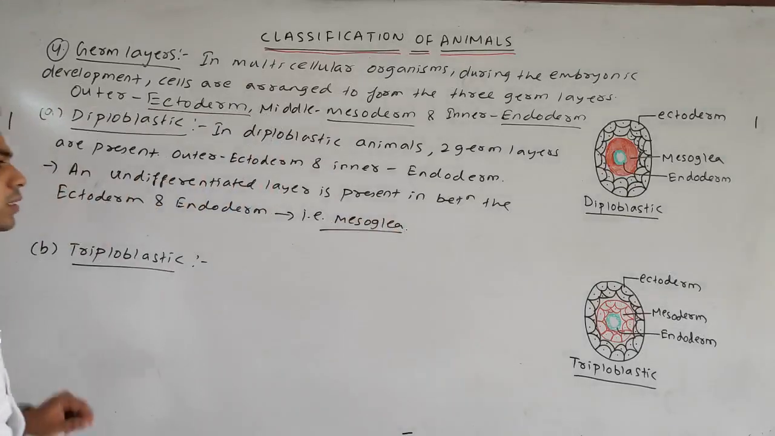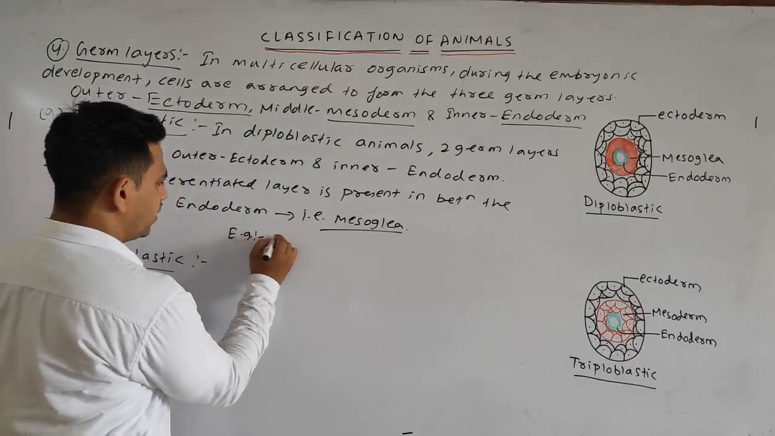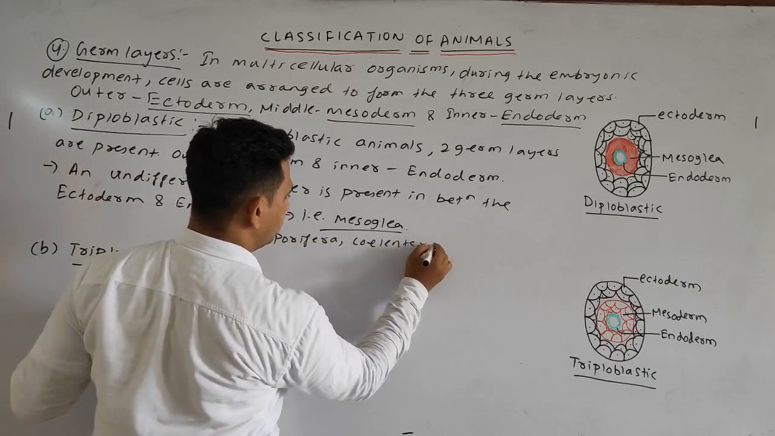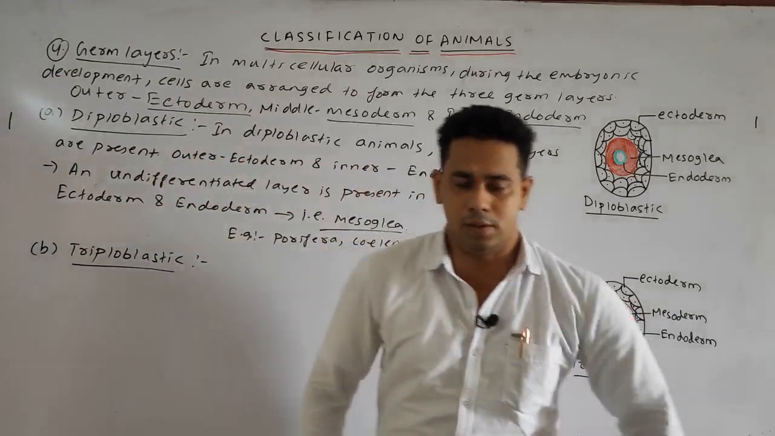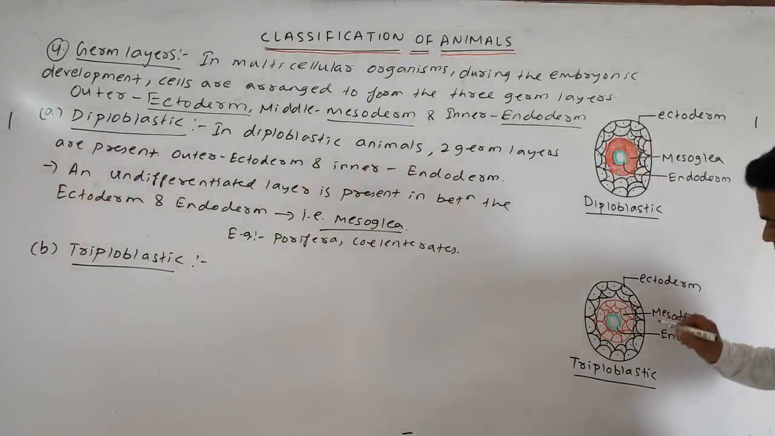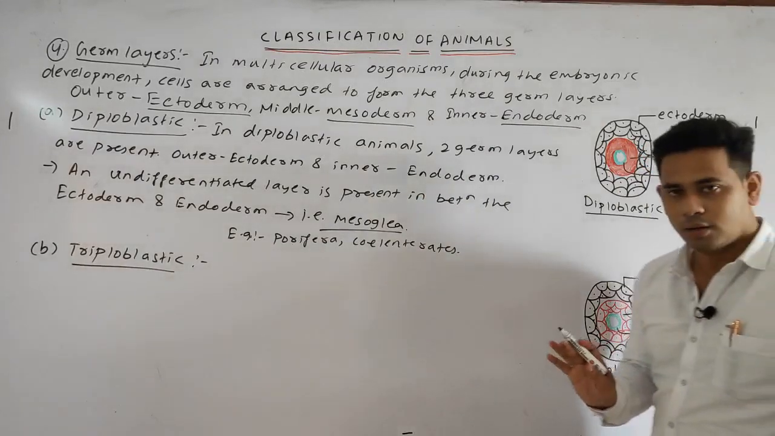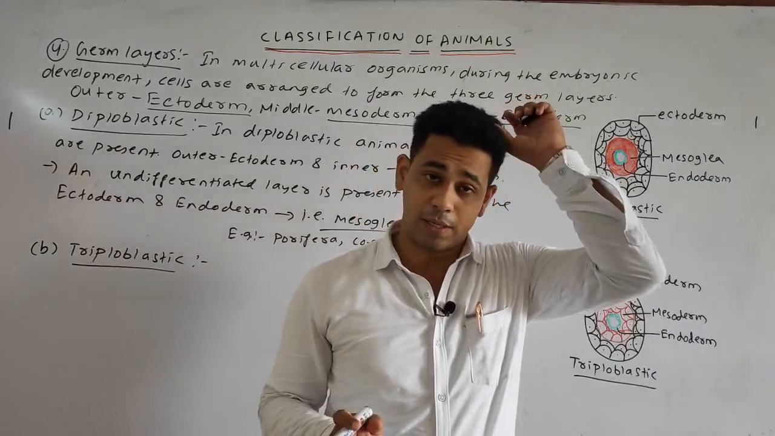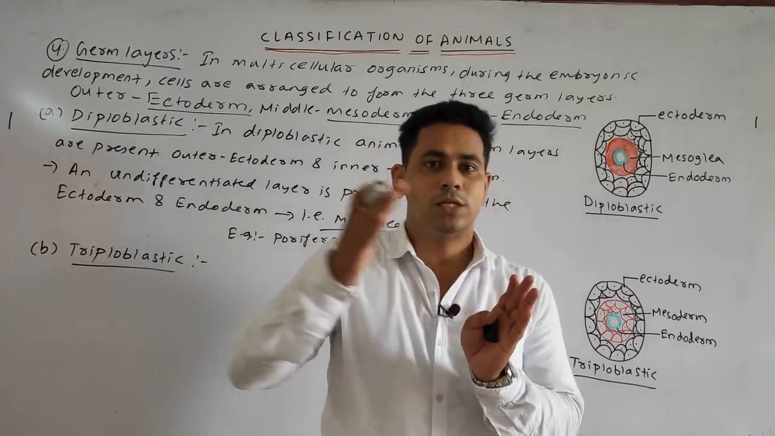Understood? Now the triploblastic, similarly. For the diploblastic, examples are Porifera, Coelenterates. Next, triploblastic, simple. In the triploblastic organisms or animals, they have 3 germ layers: outer ectoderm, middle mesoderm, inner endoderm. Simple. And in this, as an example, we can take Platyhelminthes to Chordata.